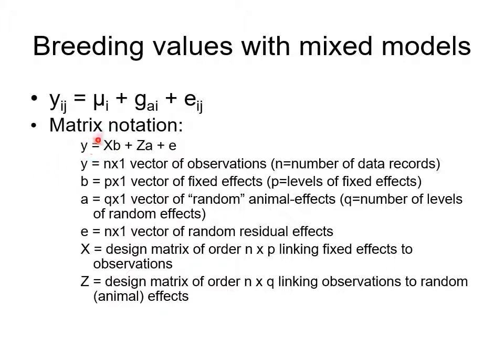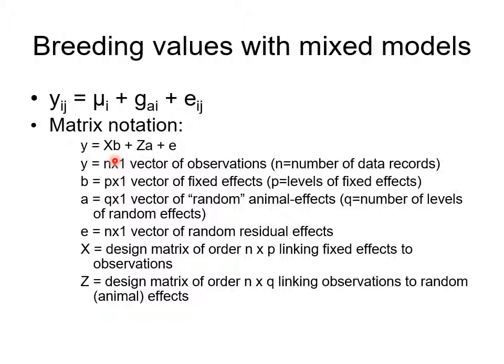So y equals Xb plus Za plus e. X obviously is a matrix. Remember from the matrix algebra lectures, capital X, plus Z, matrix Za, plus then e, small e. So y is an n by 1 vector of observations. So it's a column vector of observations. b is a vector of fixed effects.